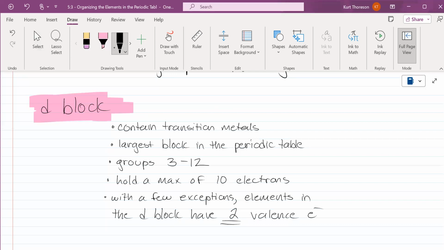So I don't want you guys to glorify the exceptions. So don't get obsessed when I say a few exceptions, because there's a lot of elements in the D block.